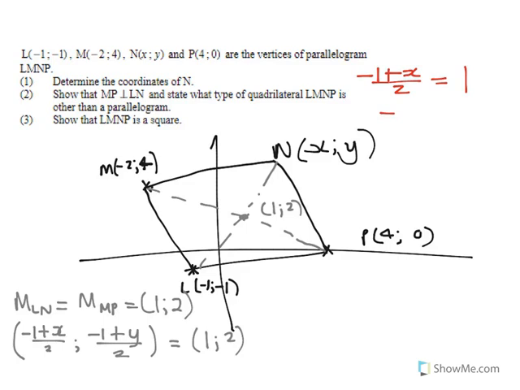Something divided by 2 is 1. That must mean that minus 1 plus x is equal to 2, right? 2 divided by 2 gives me 1. And so x would be equal to 3.